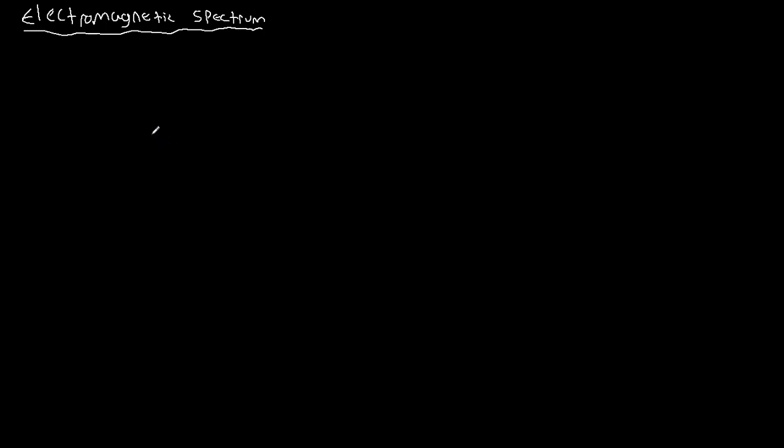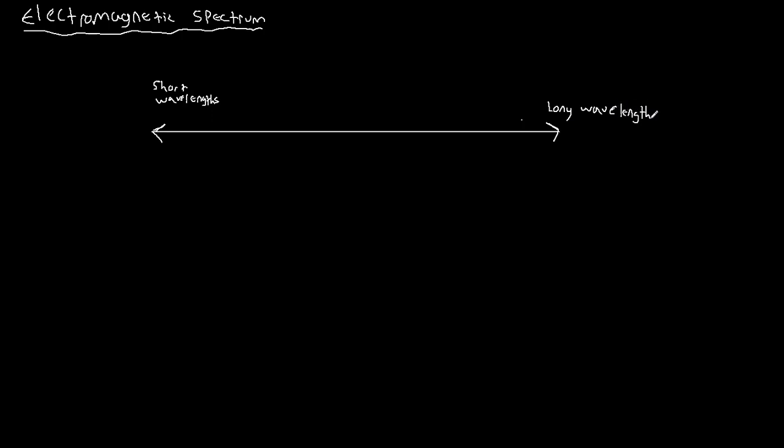So let's start off with a nice straight line. On one end of this, maybe down here, I want to have our short wavelengths, and over here our long wavelengths. Again, this is a spectrum from really short wavelengths to really long wavelengths.